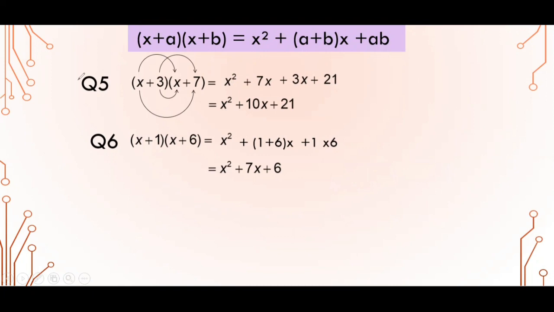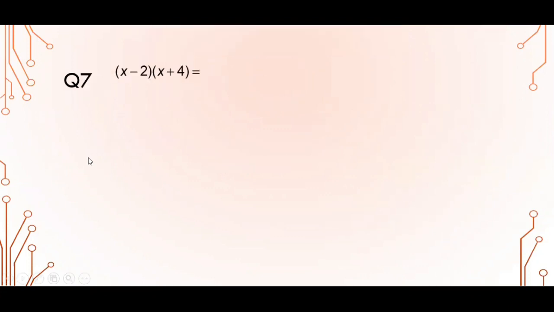Let us take a few more questions in the next slide using the same identity when the values of a and b have different signs. So here you have another question, question number 7. The question says (x - 2) into (x + 4). Compare with the identity: you get x square, and a is minus 2 and b is 4. So when we are writing a plus b, minus 2 plus 4 into x, and plus a into b, which is minus 2 into 4. Now minus 2 plus 4 is going to be 2x. So x square plus 2x, and minus 2 into 4 is going to be minus 8.